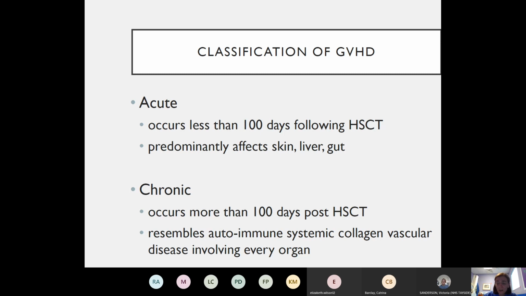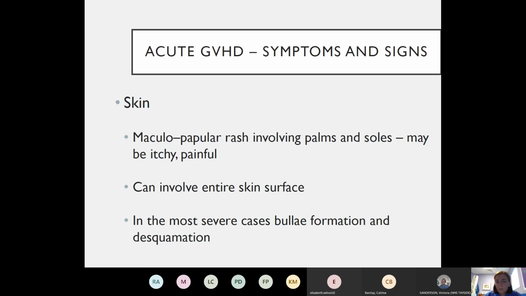There's no doubt that if you have bad acute GVHD, you are more likely to get chronic GVHD. But I have seen patients who've had minimal or no acute GVHD that I can remember presenting with bad chronic GVHD. And I've seen patients with bad acute GVHD who seem to have got away with it and not developed chronic GVHD. So signs and symptoms.